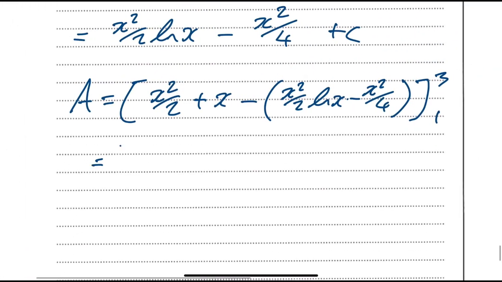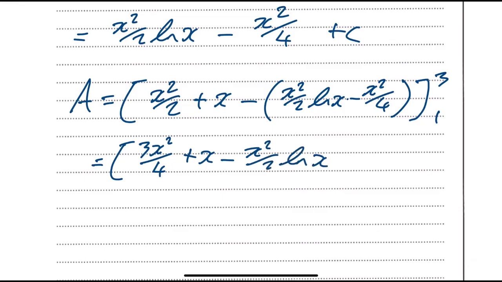So let's tidy this up a wee bit before we get started. What's that going to be? That's going to be x squared over 2 minus x squared over 4. So that's going to be 3x squared over 4. And then plus you've got an x, and minus you've got an x squared over 2 ln x term. And that's between 3 and 1. And then we'll have 2 brackets. So the first bracket is just going to be 27 over 4, because that's 3 times 3 times 3 all over 4, plus 3.